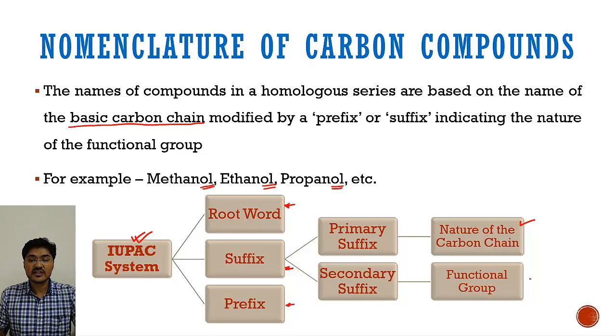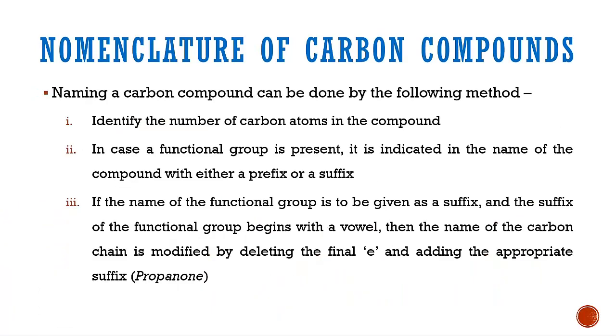Secondary suffix generally states the functional group or represents the functional group, and the prefixes may be the branches, a specific branch that we have to name, or the number to which the functional group is attached, or the halo group. It may be anything, but these are various tools that we have to use. Let's see how. Naming a carbon compound can be done by the following methods.